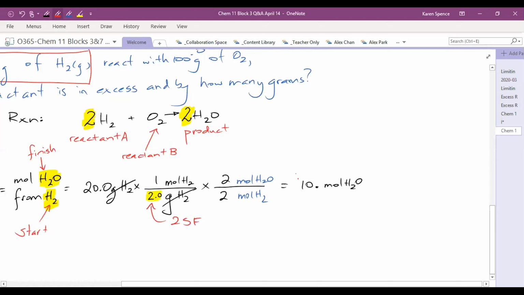Okay, so our answer here is going to have 2 sig figs. So if that turns out to be our limiting reactant, and we're asked how much product we get, our answer would only have 2 sig figs.